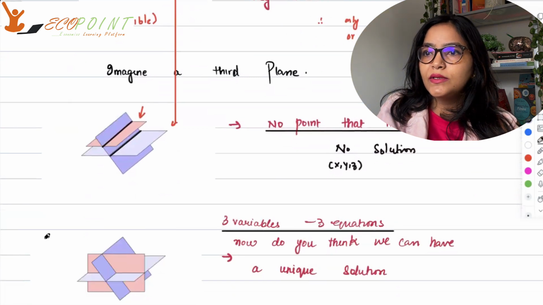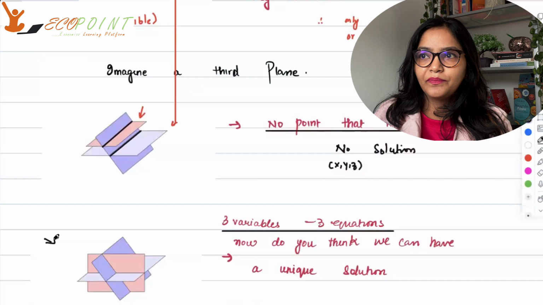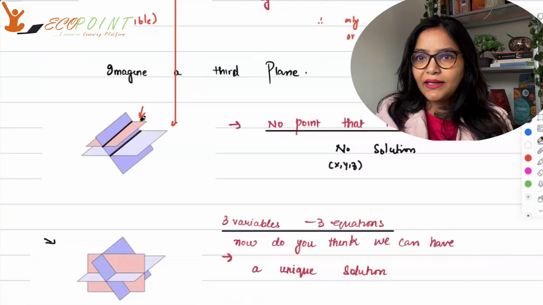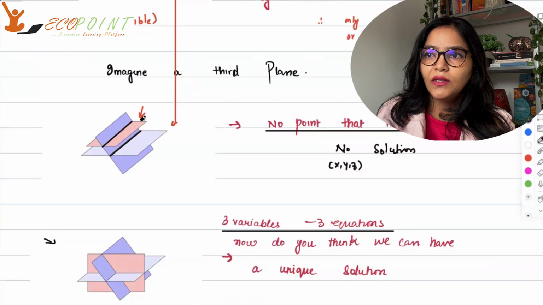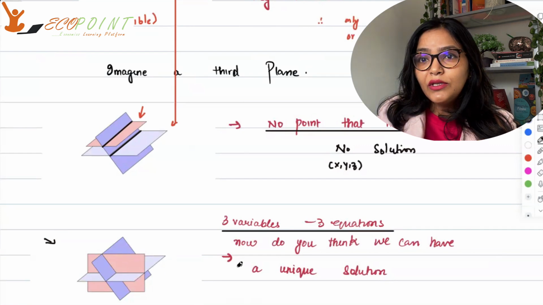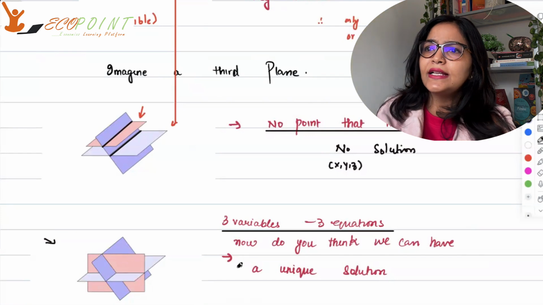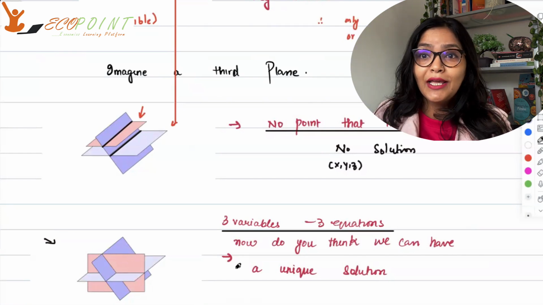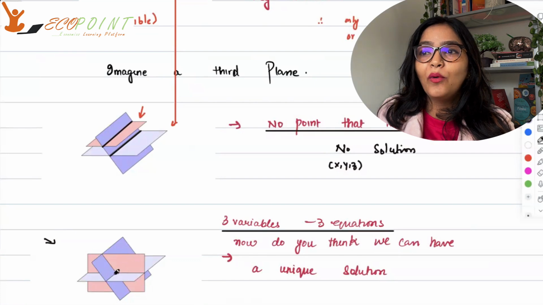But think of another situation where we have three variables, three equations, and the picture looks something of this sort. So this time, the pink plane is not cutting parallel to one, but it is cutting in a manner that it is cutting the dark purple one also and the light one also. So do you think we can have a unique solution? Do you think it's a line where they all are intersecting together? No, it will just be a point.